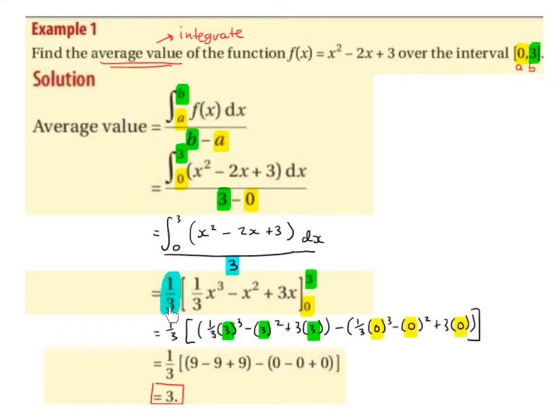We keep the third in front with brackets, and then we sub in our upper limit, swapping each of these x values for 3. Then we have a minus. Then we sub in our lower limit, which is 0, swapping each of these x values for 0. So we get a third times 9 minus 9 plus 9 minus 0 plus 0, which gives us 3. So the average value of this function over the interval 0, 3 is 3.